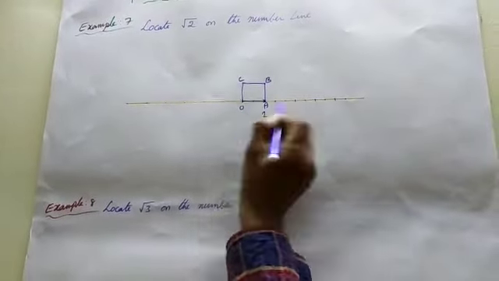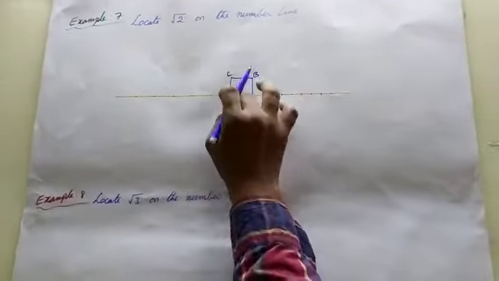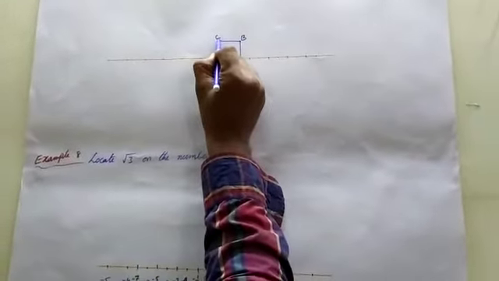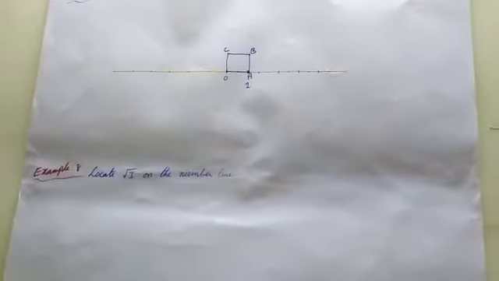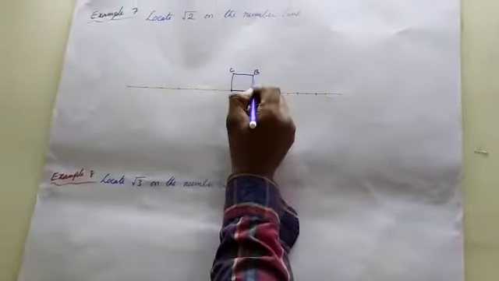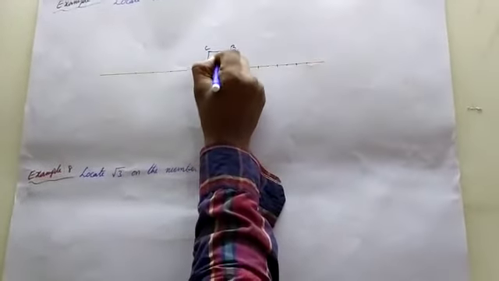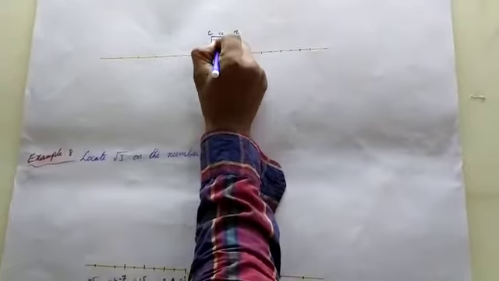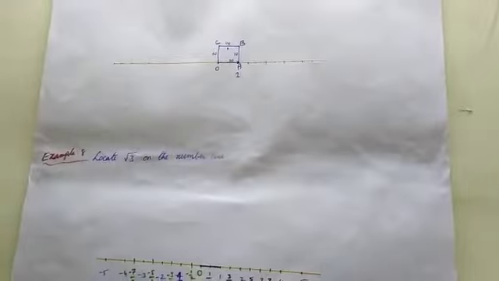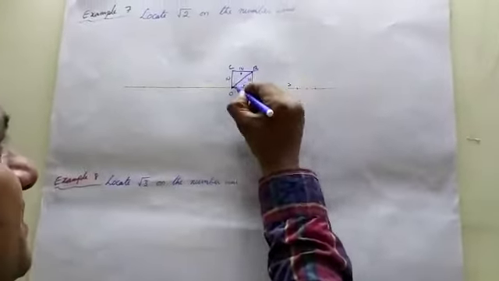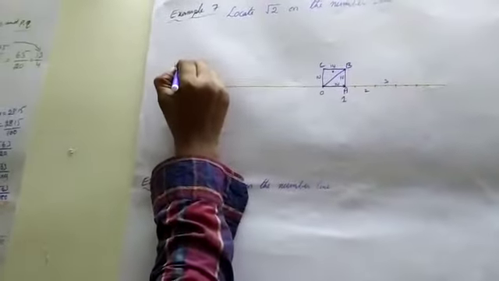OABC means square. What is the meaning of square? The four sides are equal. OA is equal to AB is equal to BC is equal to CO. OA is on the number line with each side 1 unit. By the Pythagoras theorem, OB. Join OB.